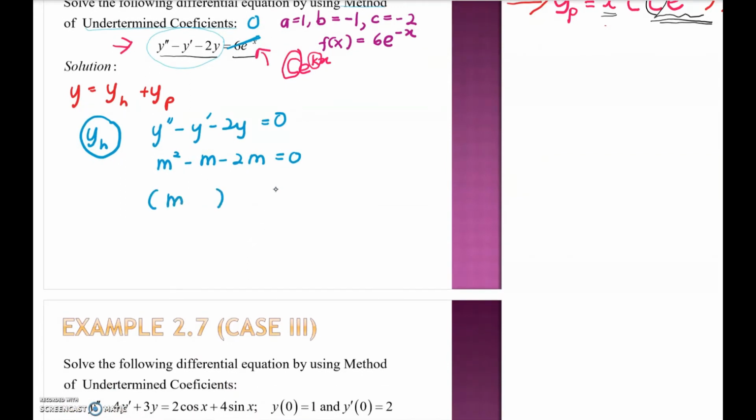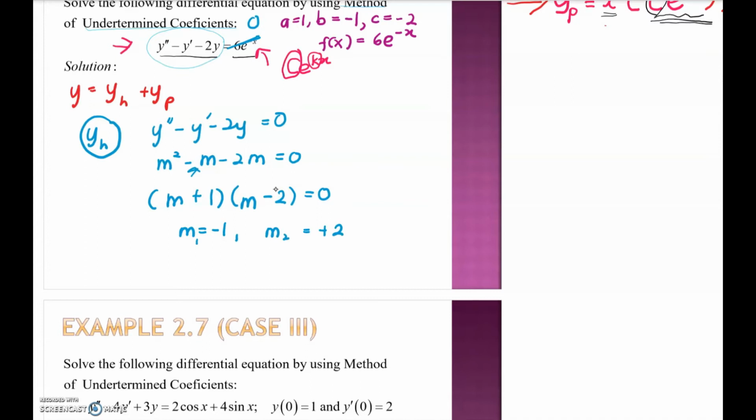Let's say this one is m. You can always check b squared minus 4ac, whether it is greater than, equal to, or less than 0. Otherwise we can just try to factorize. So I have m squared minus m minus 2. So I would say that my roots are m1 is negative 1 and m2 is positive 2.